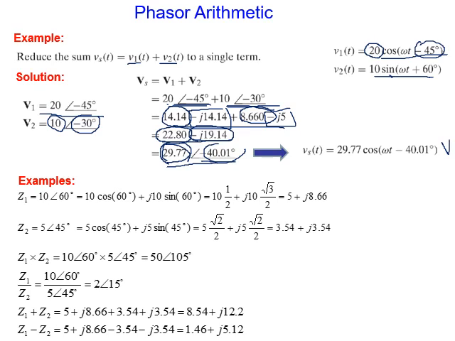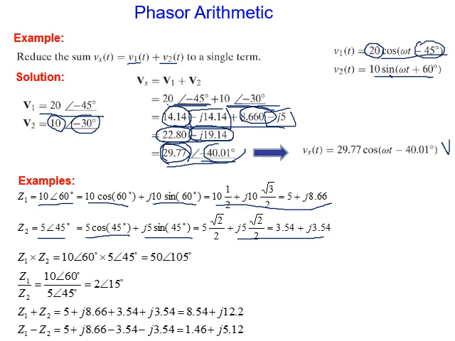More examples in conversion, okay? Have a look. This is Z1, 10 with angle 60. This is polar or not? Yes, polar. Convert into Cartesian, 10 cosine angle plus j 10 sine angle. Do the math. Now another value Z2, this is polar, right? So convert to Cartesian, it will be 5 cosine the angle plus j 5 sine the angle. Also do the math.